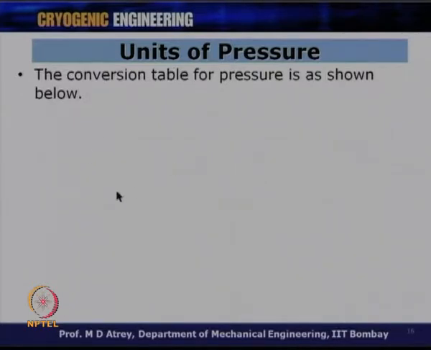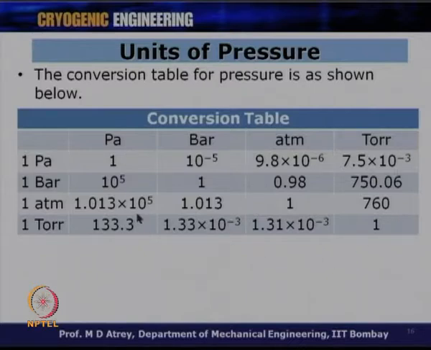There is a conversion table for your reference given here. Vacuum could be presented in Pascal, bar, atmosphere or torr, but normally it will be referred to in torr. Here we have different conversions. 1 Pascal is equal to 10^-5 bar, and 1 Pascal is equal to 7.5 × 10^-3 torr. Similarly, 1 bar is equal to 10^5 Pascals, and 1 bar is equal to 750.06 torr. 1 torr, the unit in which vacuum is referred to, is equal to 133.3 Pascal or 1.31 × 10^-3 atmosphere.